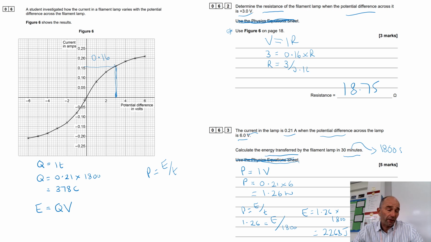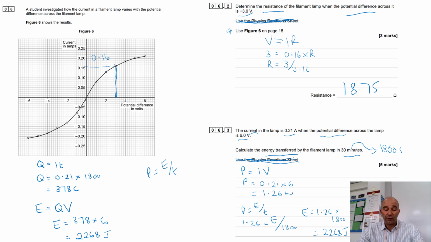I suppose if anything this is a little bit easier because we're just multiplying our numbers through. So the energy equals Q, 378, multiplied by V, which in this case is 6 volts. Put those numbers in your calculator and you're going to get 2,268 joules. So in this particular case, there's two perfectly reasonable methods to get the answer, and it's completely up to you which one you use.